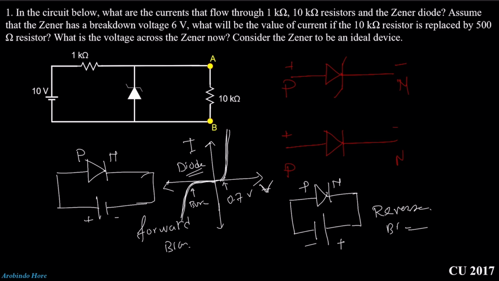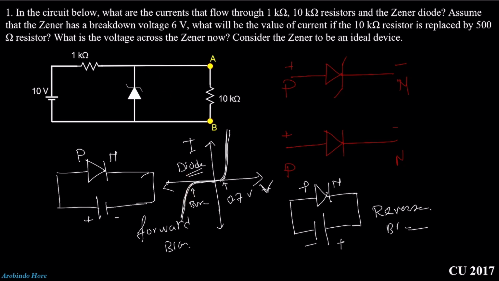Zener diode is a special type of diode where the forward bias is exactly the same as the normal diode. But in the reverse bias, after the breakdown voltage, it will not burn. What will happen? After the breakdown voltage, there will be a Zener breakdown. After that, this Zener diode will conduct, and you can see here the potential will be constant.